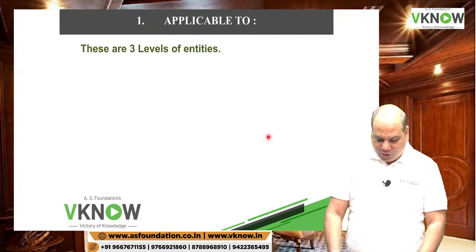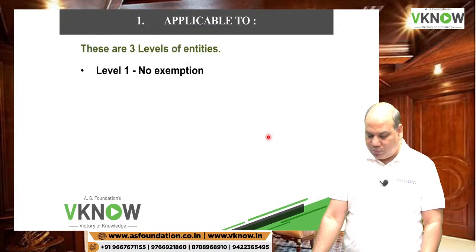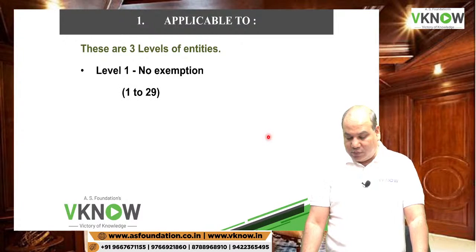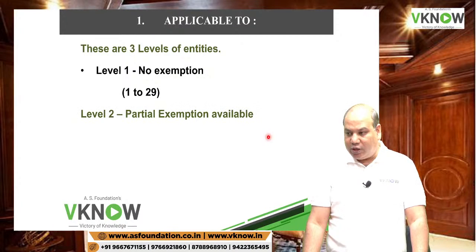Anyway, now Ind AS is applicable to three types of entities in India. They are divided into level 1, level 2, level 3. Level 1 entities: no exemption, follow all standards from 1 to 29.